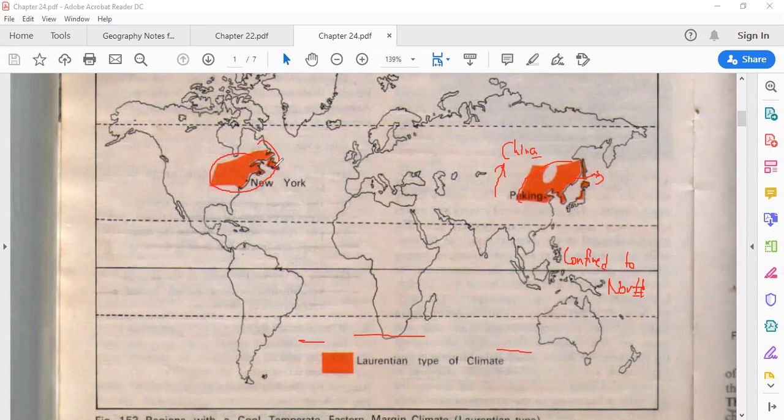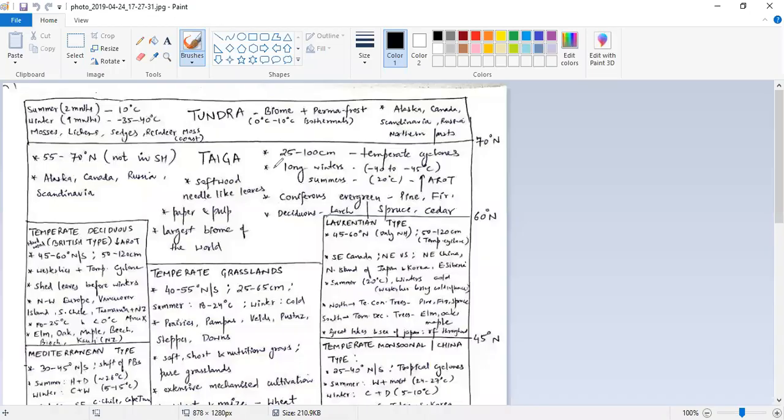Let's see some more properties of this particular region. Laurentian climate: 45 to 60 degrees north, only the northern hemisphere. You have to remember this. And 50 to 200 centimeter rainfall. Temperate cyclones are associated with this region. In the Canadian portion, northeast China, and some portions of Japan and Korea, pine, fir and spruce are grown. Great Lakes and Sea of Japan, fine. Again, we don't need to go too deep, we just need to know the basic things. 45 to 60 degrees north, only north, not south: portions of Canada, portions of China.